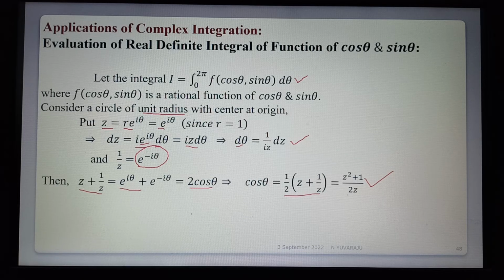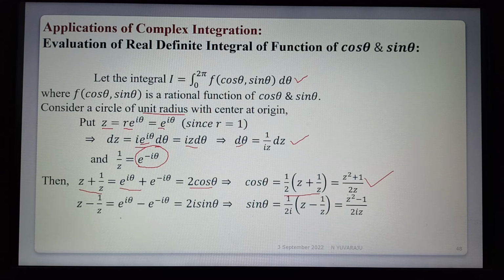Next, z minus 1 by z is e power i theta minus e power minus i theta, which is equal to 2i sin theta. Then sin theta is equal to 1 by 2i into z minus 1 by z. Simplified, that is z square minus 1 by 2iz. So in the place of cos theta we replace z square plus 1 by 2z, and in the place of sin theta we replace z square minus 1 by 2iz.